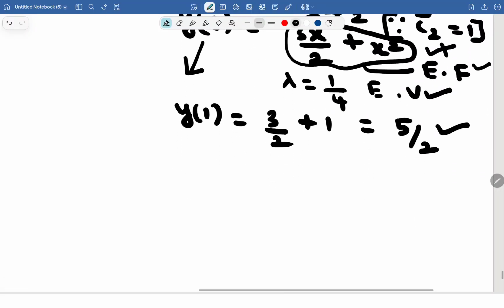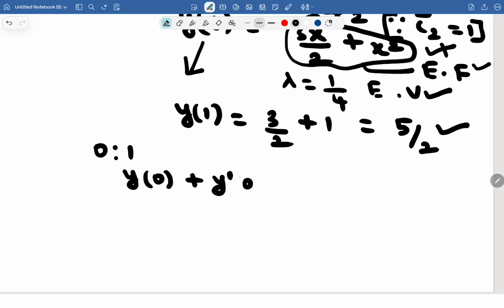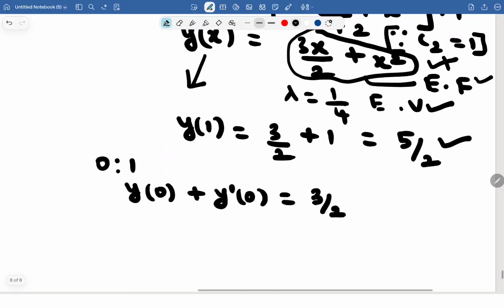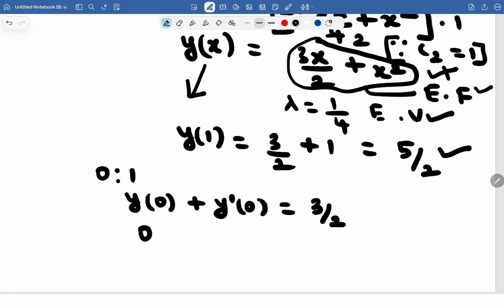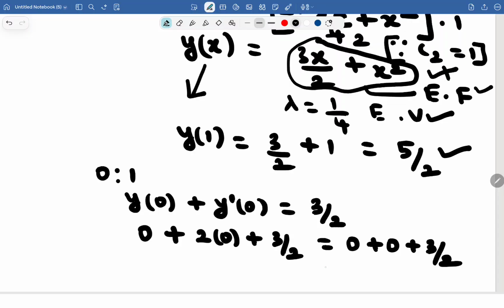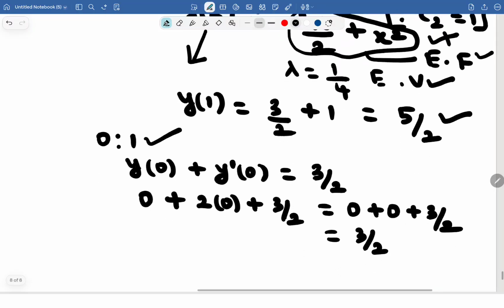Now I am going to check the options one by one. Option 1: y of 0 plus y dash of 0 must be equivalent to 3 by 2. What is y of 0? y of 0 means 0. y dash of 0 means 2 into 0 plus 3 by 2, which is equivalent to 0 plus 0 plus 3 by 2. The answer is 3 by 2. Option 1 is the correct option.